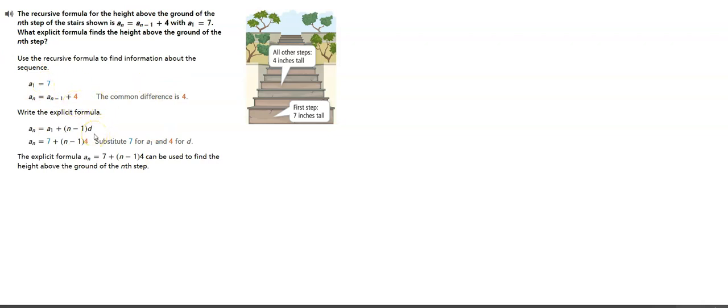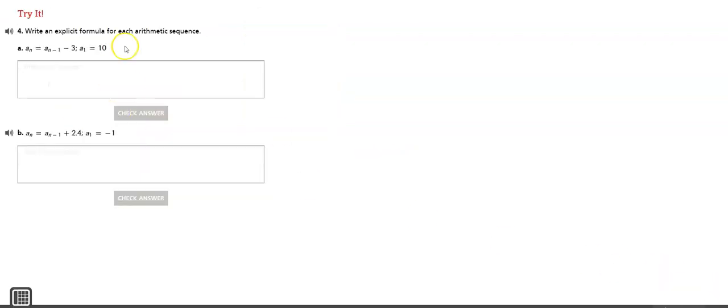So you can just plug it into the explicit formula, and then you do want to multiply this out. Multiply 4 by n and 4 times the negative 1, and then simplify or combine like terms in order to get a final formula. But that's what you do. So if you are given a recursive formula, you can easily turn it into an explicit by just identifying the first term and the common difference and plugging them into the explicit formula. Go ahead and practice that here with these two.